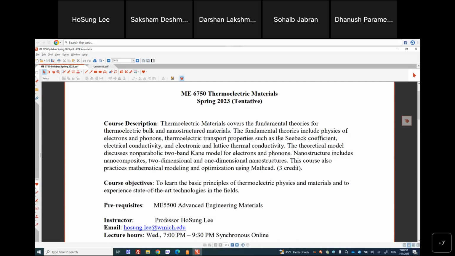This is ME6750 thermoelectric material. This is the first class today. Unless you want to talk, I suggest you turn off your microphone so that I cannot hear noise, okay? But when you want to talk, you have to turn on and talk. Anytime you can raise a question, it's okay.